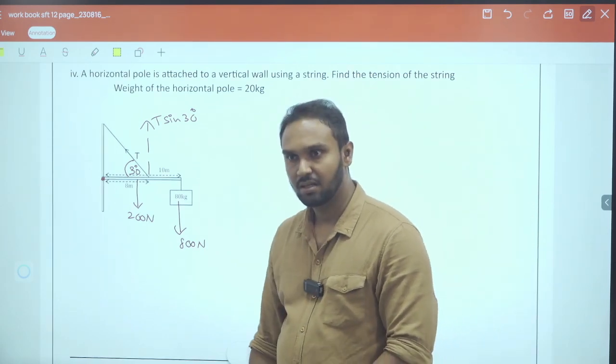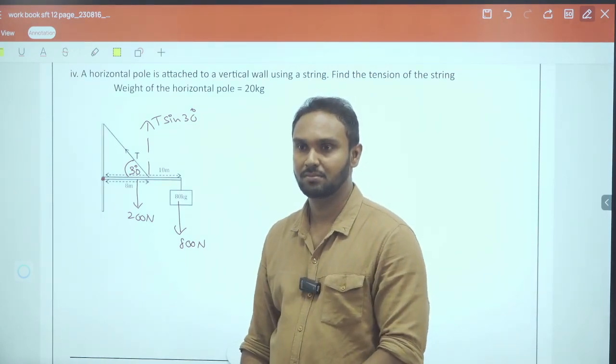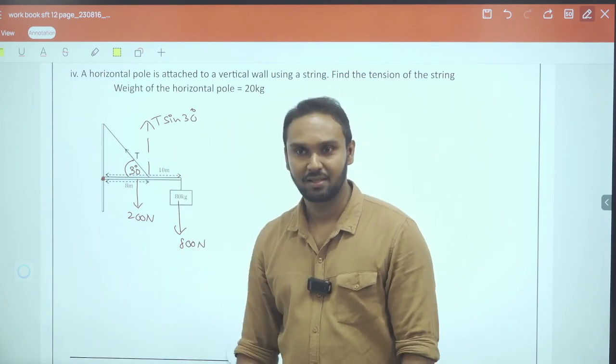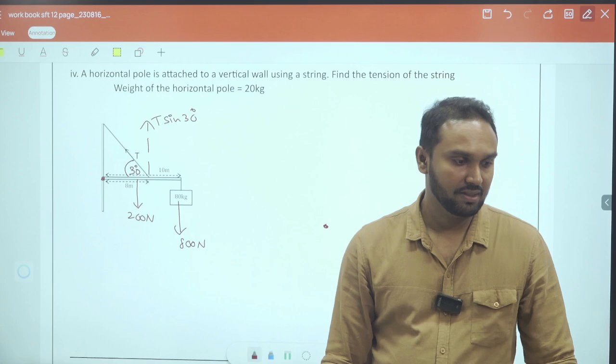Did you understand it? Yeah? Sure? That taking the component perpendicular? We did it in the previous questions.